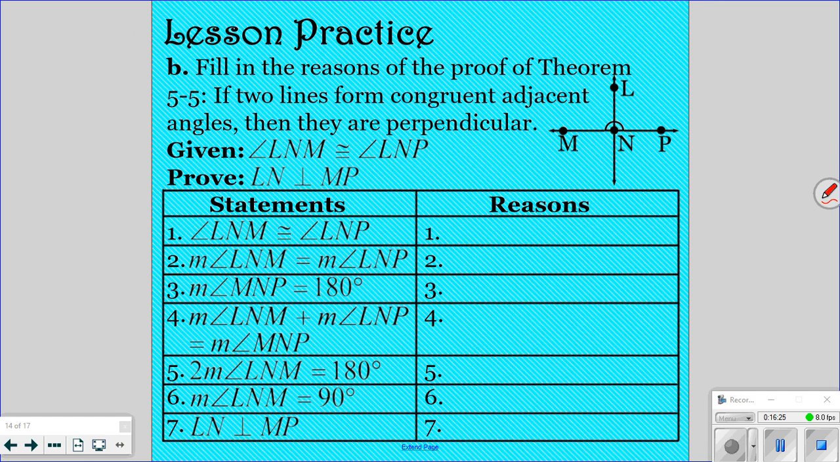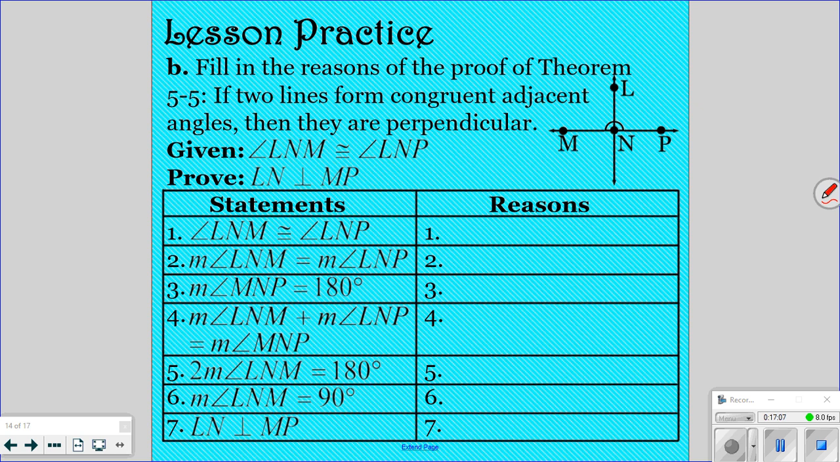Okay, we're going to look at this next one. Fill in the reasons for this theorem of 5-5. So one thing to note, whenever it says we're proving theorem 5-5, theorem 5-5 should never show up in any of your justifications. If you have theorem 5-5 on the right hand side somewhere, it's not going to work because you're trying to prove that theorem. So you can't prove theorem 5-5 by using theorem 5-5 in the proof. So nowhere in here should theorem 5-5 show up. So it tells you the information and it asks you to prove. So I want y'all to pause the video and see if you can work through the reasonings by yourself.